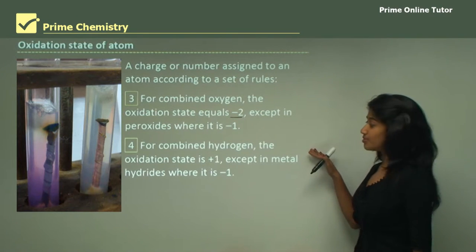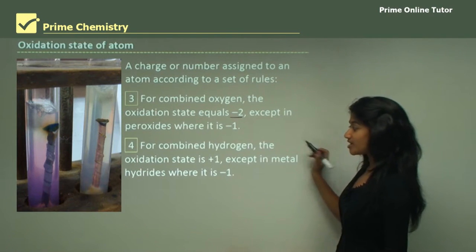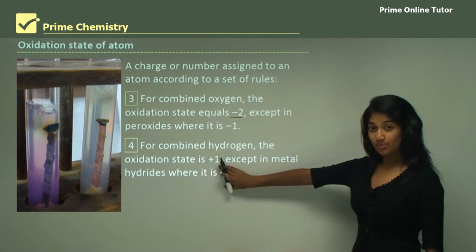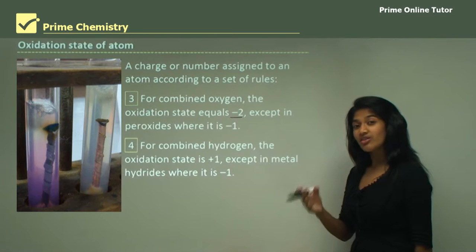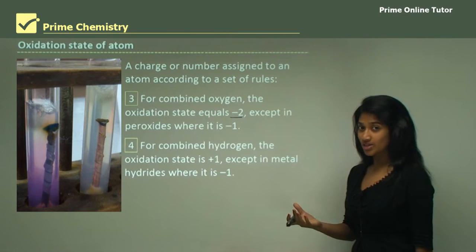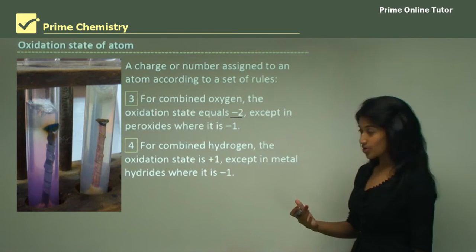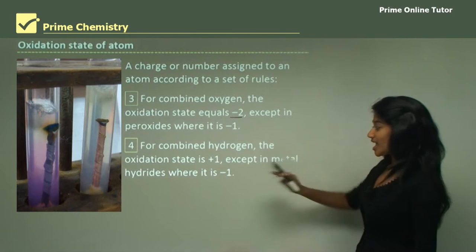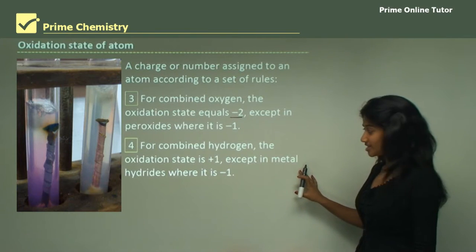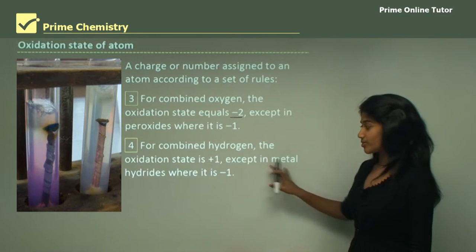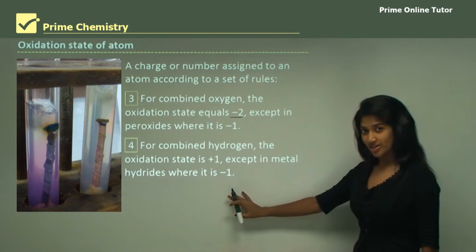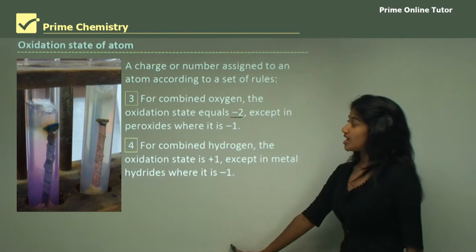The fourth rule: for combined hydrogen, the oxidation state is +1. Usually, for example, in water again, the oxidation state of hydrogen is +1, except in metal hydrides where it is -1. So in metal hydrides, it's going to be -1. Now let's move on.